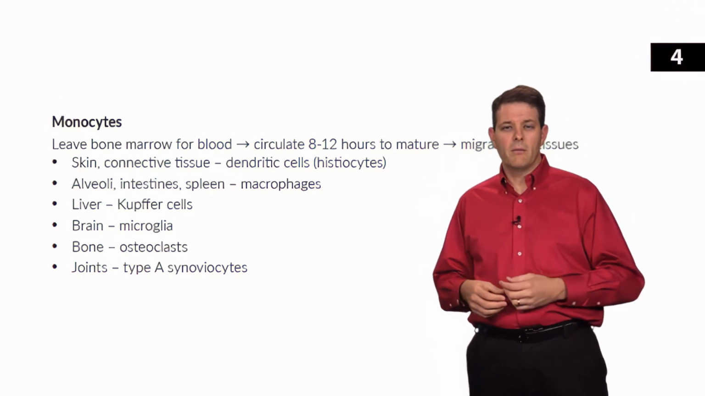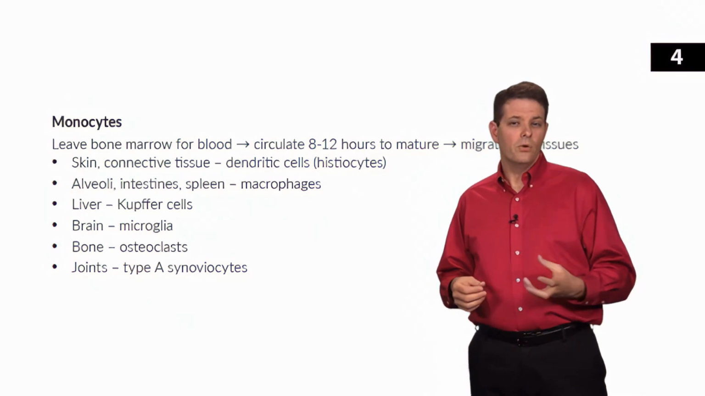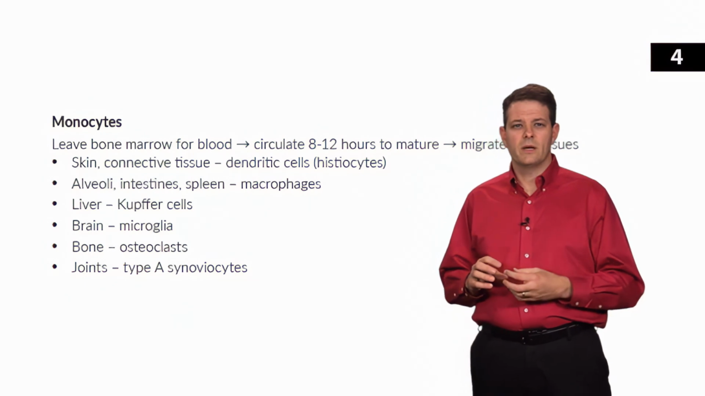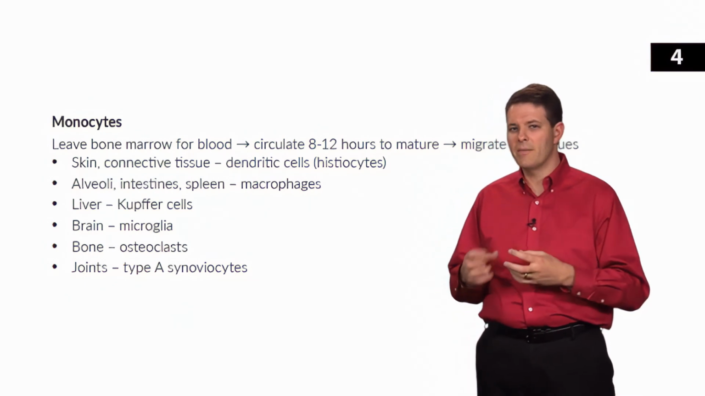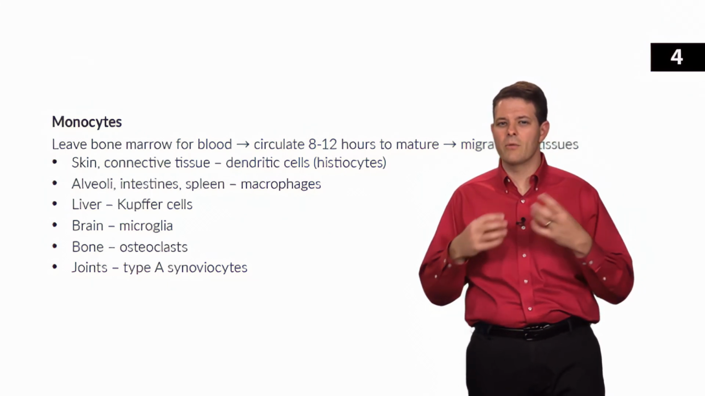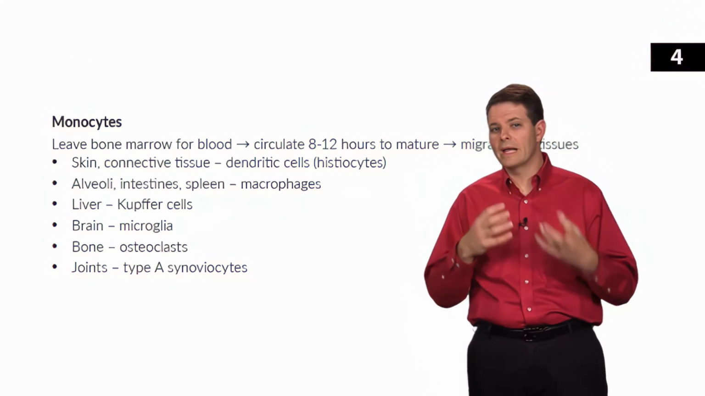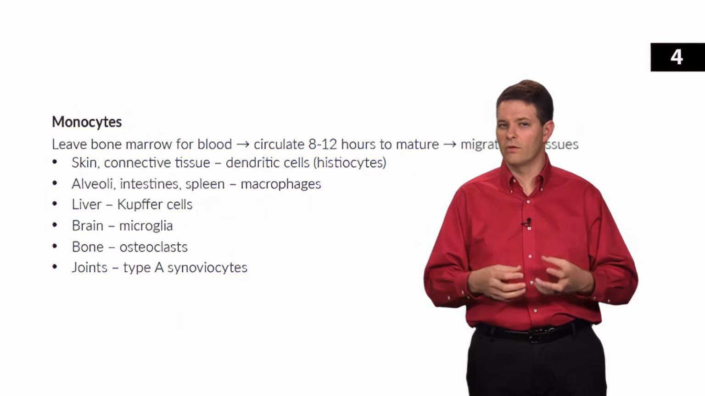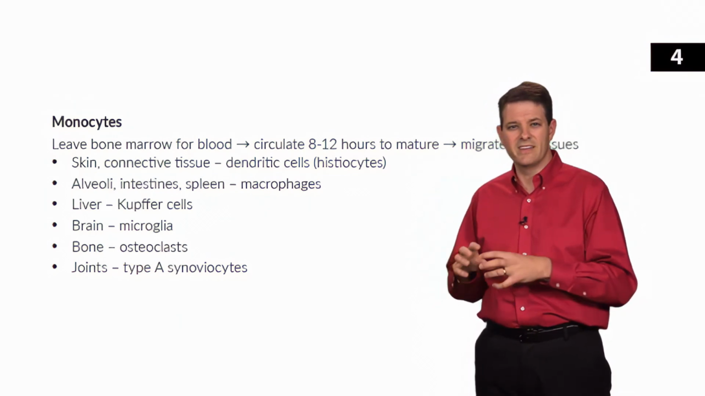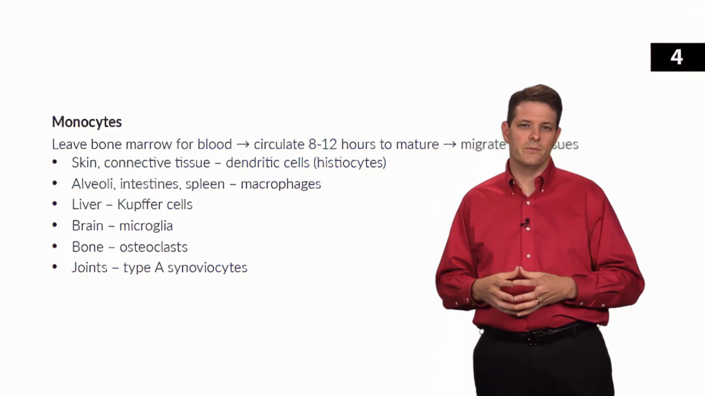In the brain, they become microglia. In the bone, they become osteoclasts. In the joints, the monocytes become type A synovial cells, or type A synoviocytes. Type B synoviocytes are similar to fibroblasts, and they make hyaluronic acid, which is an important component of synovial fluid. But type A synoviocytes are similar to macrophages in that they clean up the synovial fluid.